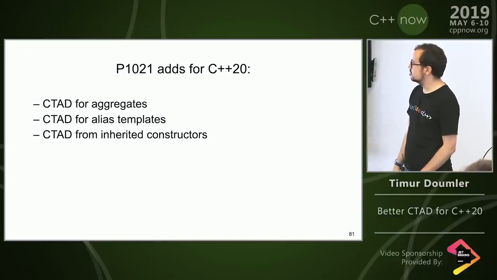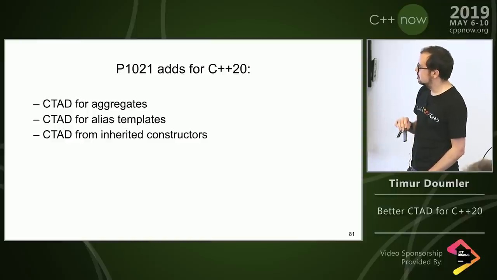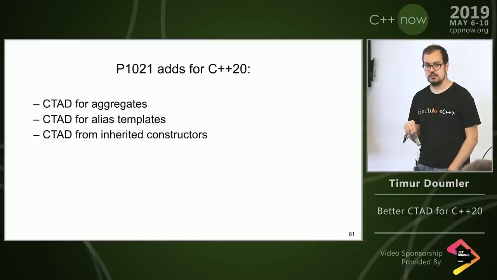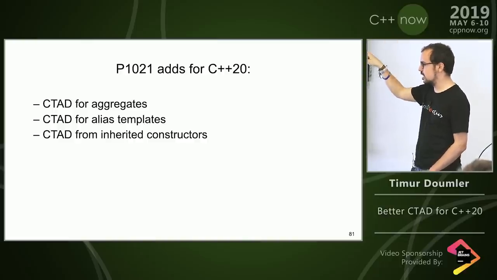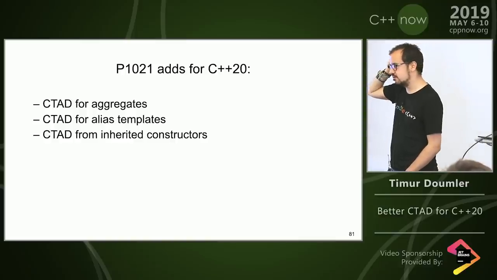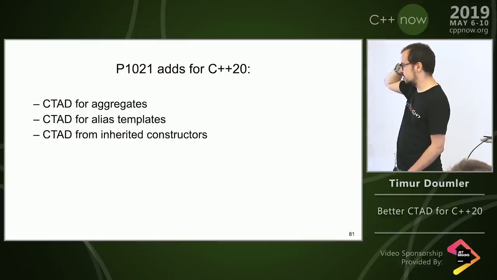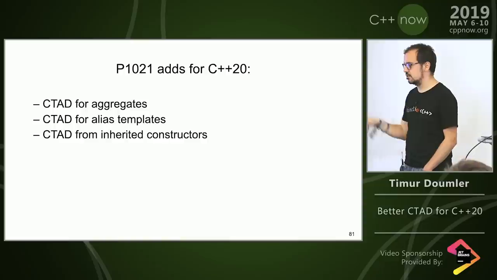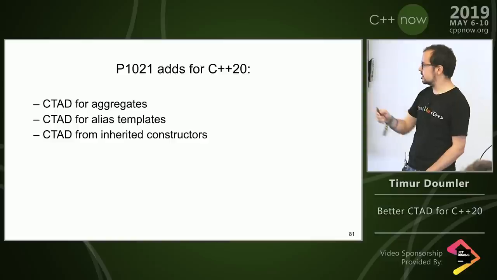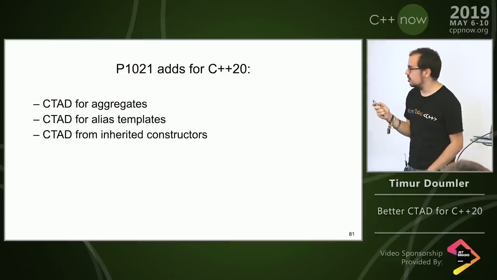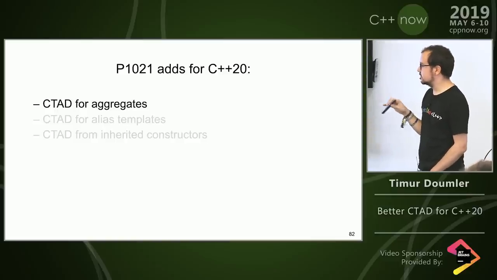And then this has basically three parts. So in C++20, you get CTAD for aggregates, which is kind of what I was mainly working on. Then CTAD for alias templates, for which Richard Smith came up with a really clever algorithm that I will describe. And then CTAD from inherited constructors, which is Mike's work. So these are the three things that we're going to get in 20. Let's discuss all of them. CTAD for aggregates.